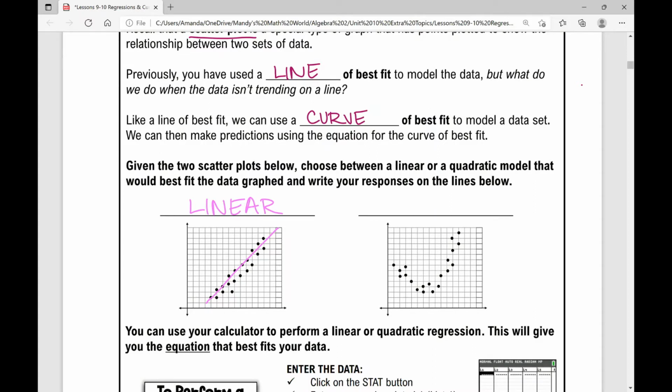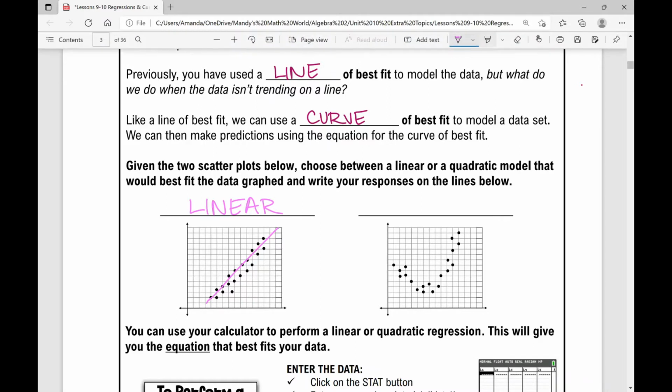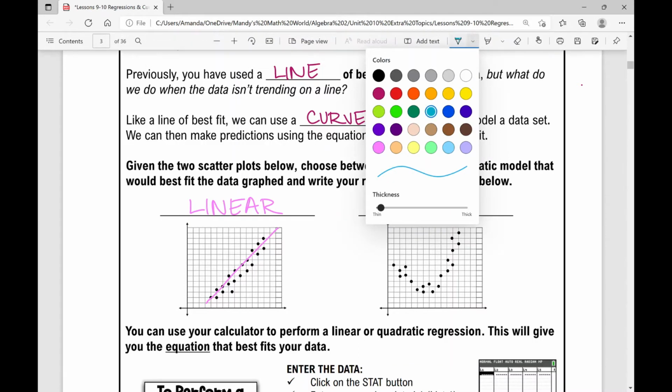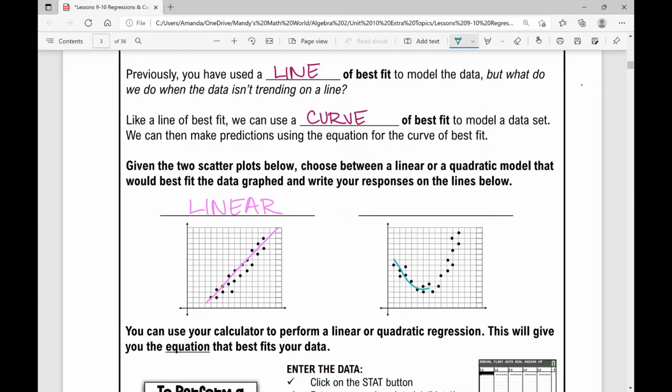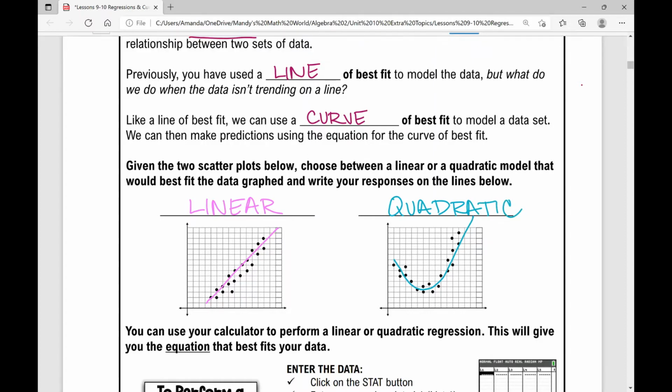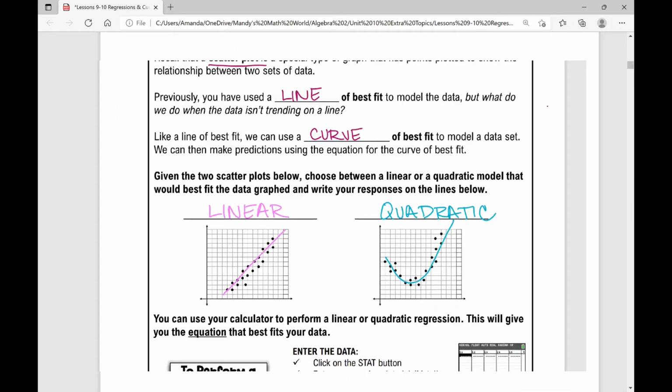But as you can see in the scatter plot on the right, this isn't trending in a line. It's more curved. So rather than a line of best fit, we might use a curve of best fit. And in this case, we're going to be focusing on quadratic models. Linear and quadratic today. There are obviously many others that you can use. Today we're using linear and quadratic regressions.